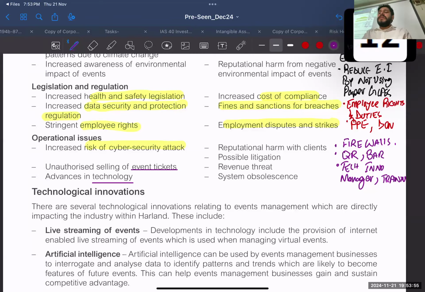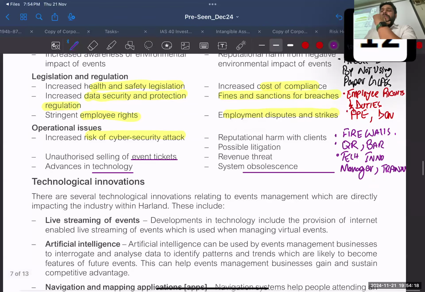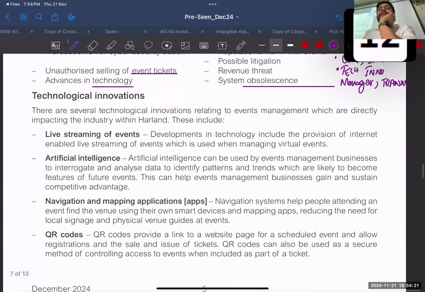Reputational harm of the client, possible litigation, revenue threat, system obsolescence. So you need to have a system manager, a tech innovative manager, tech innovative trainings being provided. You can incorporate a QR code or barcode to validate the authenticity of the tickets that are being sold. You can have a firewall so that the cyber security attacks are reduced in numbers. Now, moving forward, it says technological innovations. There are several technological innovations relating to the event management which are directly impacting the industry within Heartland. These include technological innovation.